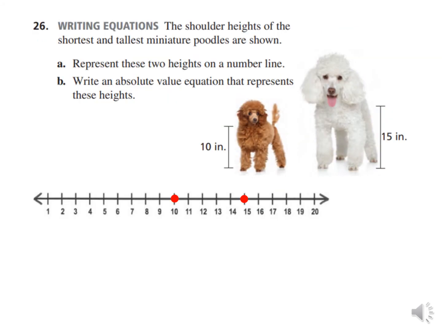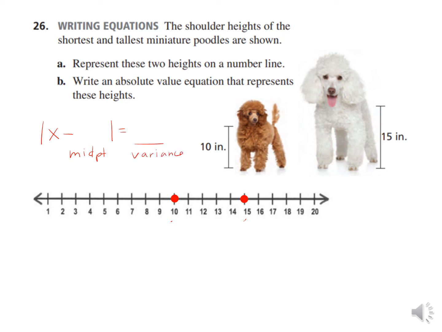So be careful. Okay, in your book, they had this problem, and it said the shoulder heights of the shortest and tallest miniature poodles are shown. So represent these two heights on the number line. There they are, 10 inches and 15 inches. Write an absolute value equation that represents those heights. When you have two numbers and you want to come up with an absolute value equation, we're going to put the midpoint here. And then the variance goes here.